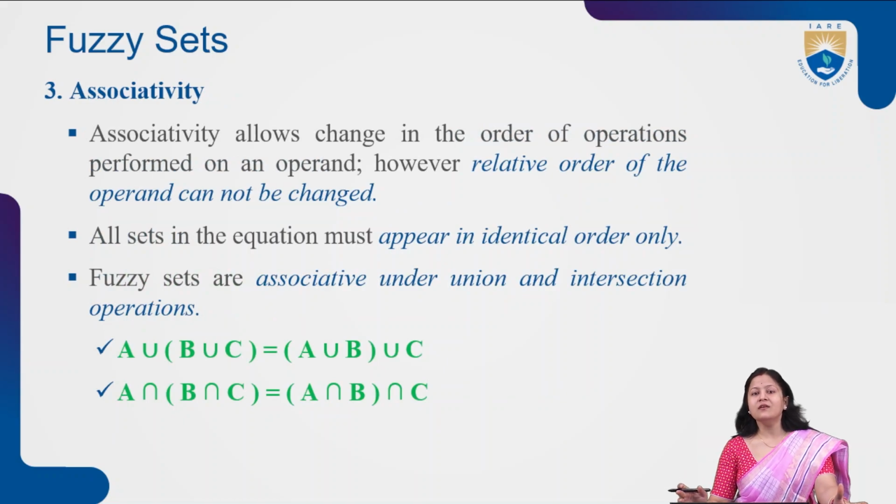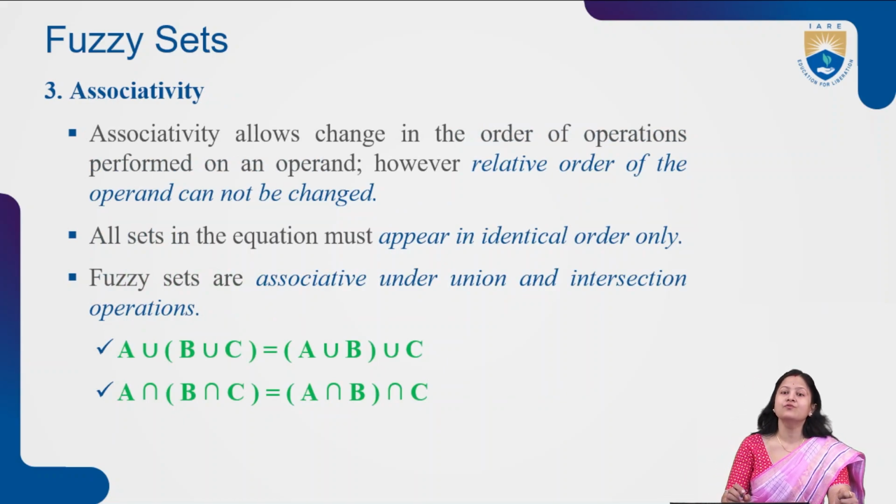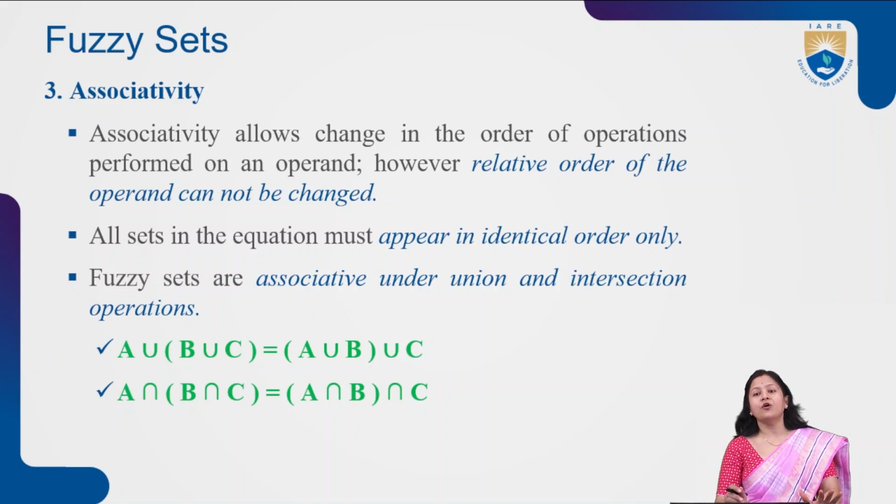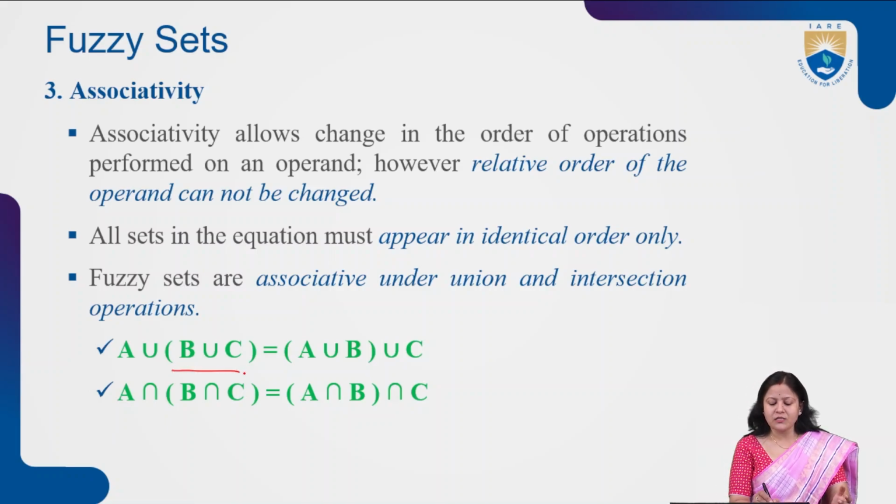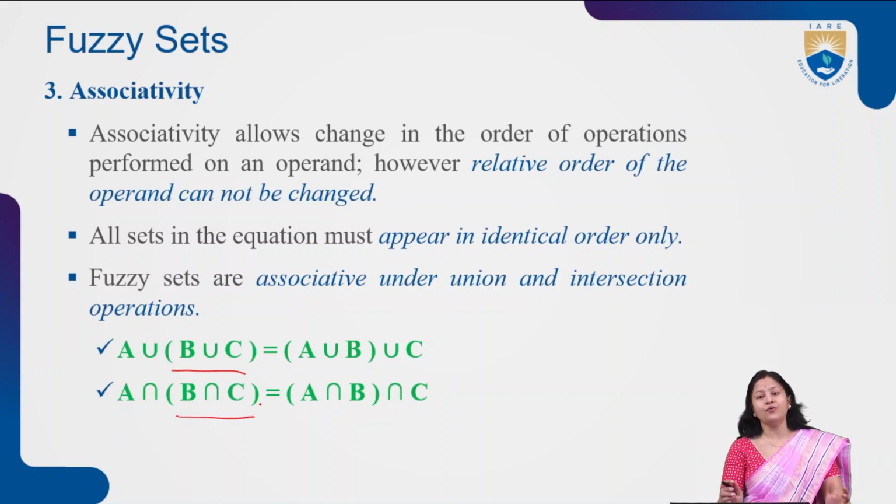Associativity, normally it requires three finite sets. Associativity allows changes in the order of operations performed on the operands. However, the relative order of the operands cannot be changed, meaning the order in which we write them on the left side will not be changed. All the sets in the equation appear in the identical order only. Fuzzy sets are associative under union as well as intersection. It is applicable for both the union operation as well as the intersection operation. That means A union B union C is equal to A union B union C, and A intersection B intersection C is equal to A intersection B intersection C.